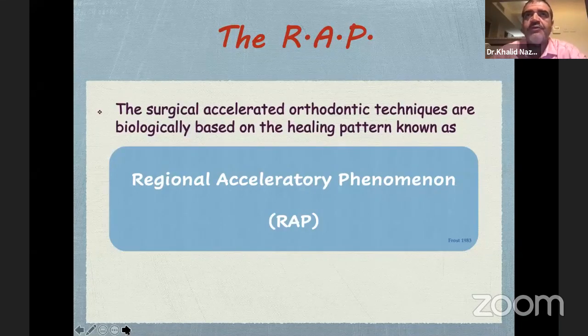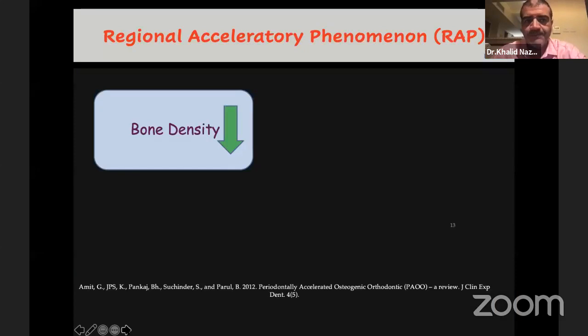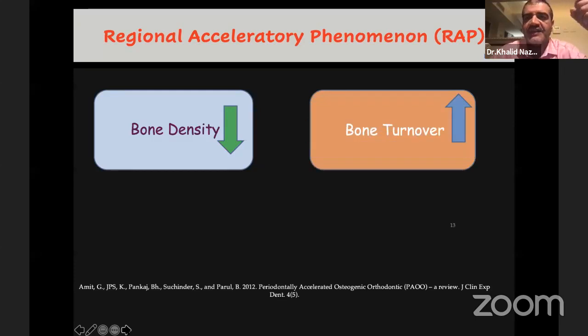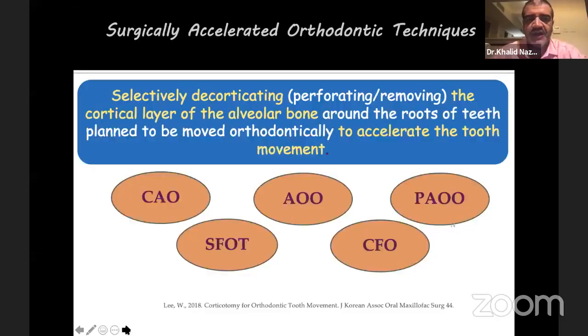And when we perform these surgical procedures, the RAP will initiate or allow this movement to be expedited and taken care of faster. The RAP depends on transient osteopenia around the roots, and this induces a rapid tooth movement within the bone. So two factors have to be balanced in order to achieve this ideal balance that will enhance the tooth movement very fast, which is reduction in the bone density and increasing the bone turnover around the root. And this will lead to resistance against the root movement, and thus the RAP becomes clinically effective or clinically relevant.